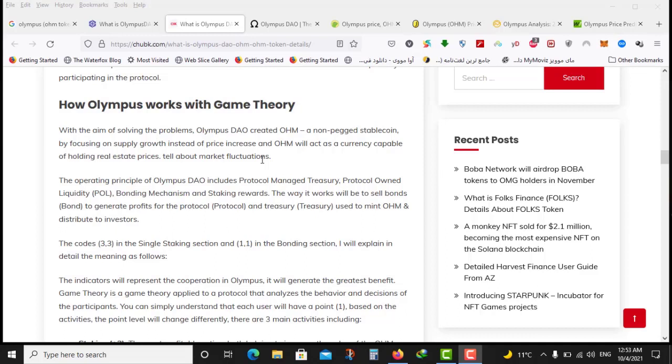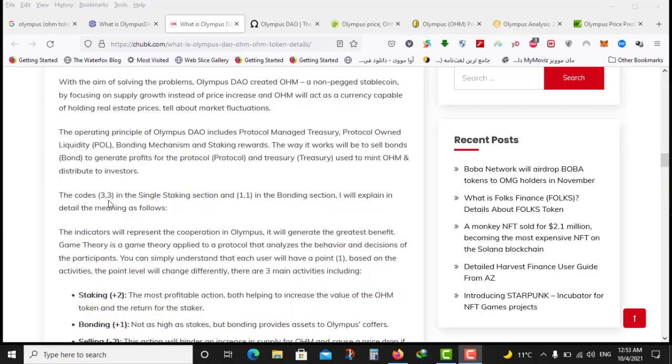So it's something like proof of stake, and the more you stake, the more you gain. The way it works will be to sell bonds to generate profits for the protocol, and Treasury used to mint OHM and distribute to investors. Code 3.3 in the single staking section and 1.1 in the bonding section. I will explain in detail the meaning as follows.